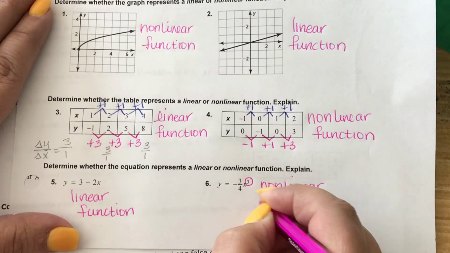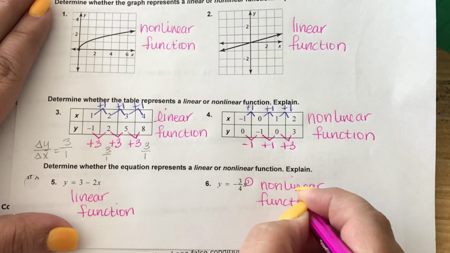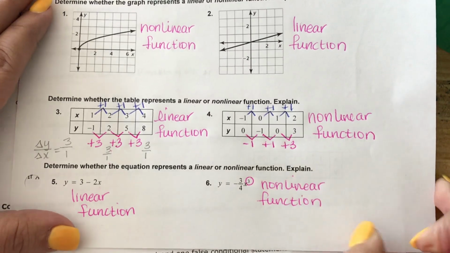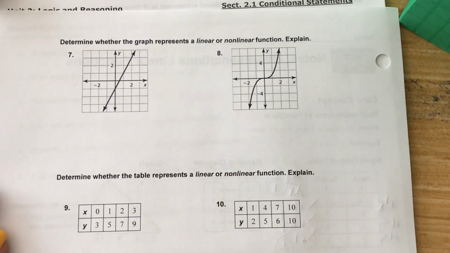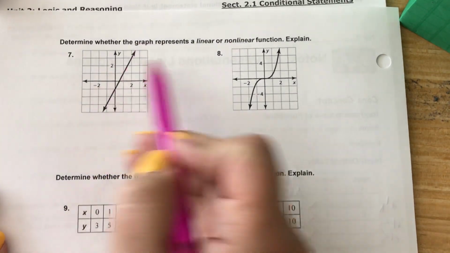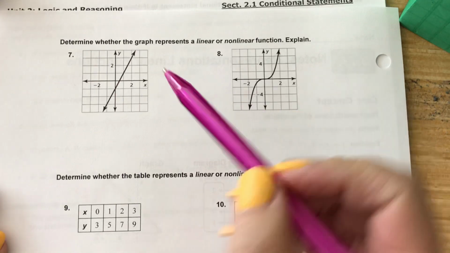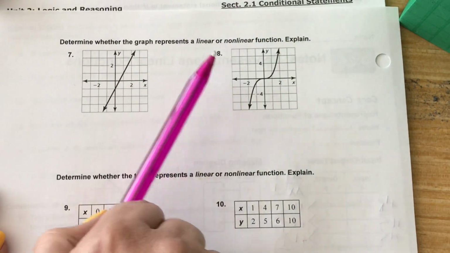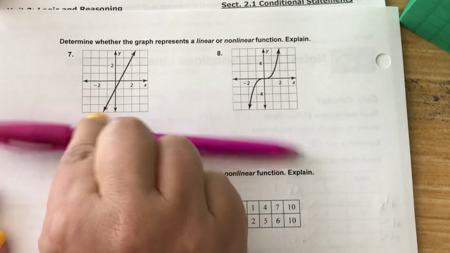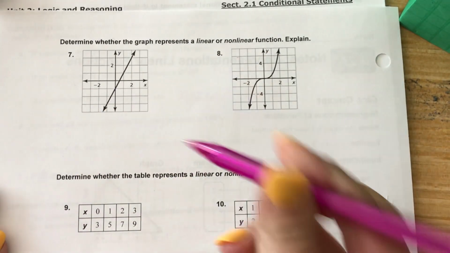So non-linear function. Okay, let's practice a few more so that you feel comfortable identifying whether a function is or is not linear. Let's take a look at 7 and 8 here. Same thing, graphs, probably the easiest one. We're looking for a nice straight line that never changes direction. It should have no curves, no corners that change directions.